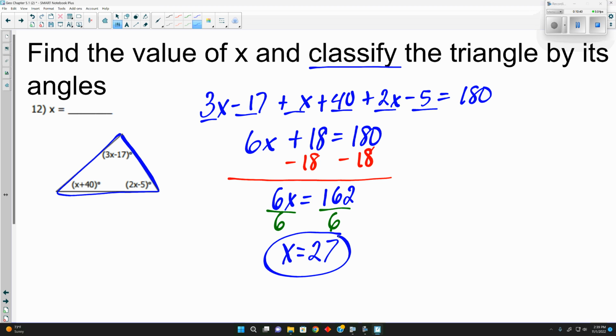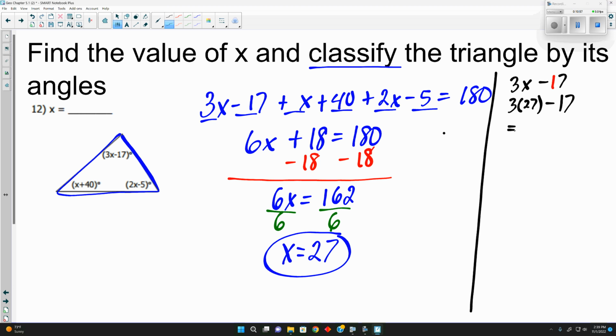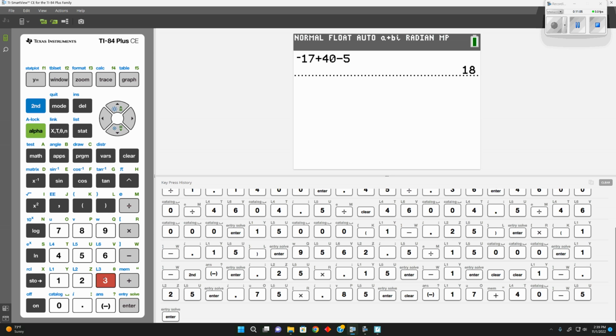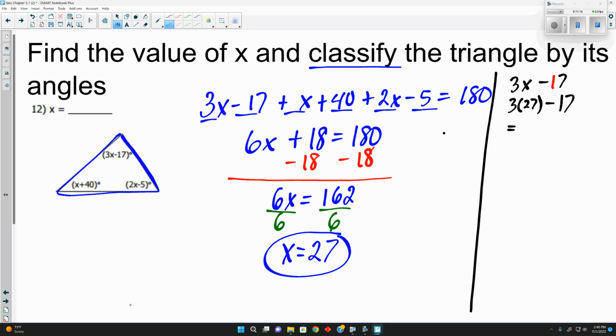So we have to plug it back into each one to classify it based off its angles. One of these that we have is 3x minus 17. So we'd have 3 times 27 minus 17. And again, at this point, we could type this straight into a calculator. We don't have to do this by hand. And we get 64.